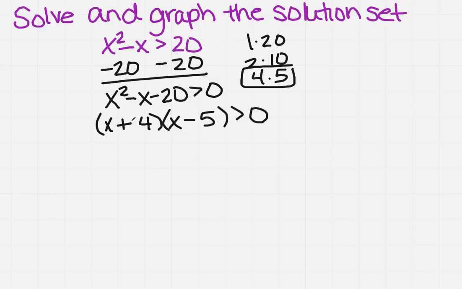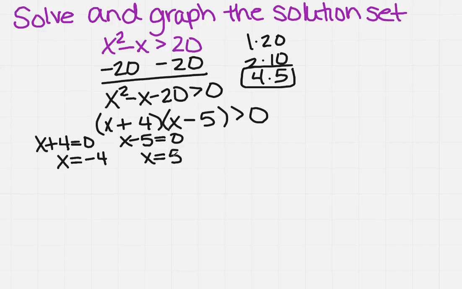Now, we really can't do greater than 0 when we're solving, so we're going to actually just solve it as if it was equal to 0. So I'm going to have x plus 4 equals 0, and x minus 5 equals 0. So x equals minus 4, and x equals 5. Okay, that's great. Now, the question is, how am I going to find out what that really means? Well, that means that I need to test some solutions.